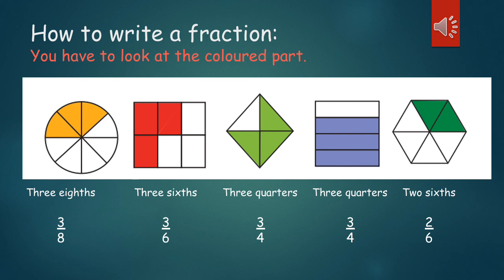The next one, there are 3 parts colored and a total of 4 quarters. So it's 3 out of the 4 parts. Next one is 3 out of the 4 parts again, although I used a different shape. The last one, I've colored 2 parts out of the 6 parts. So it's 2 out of 6.